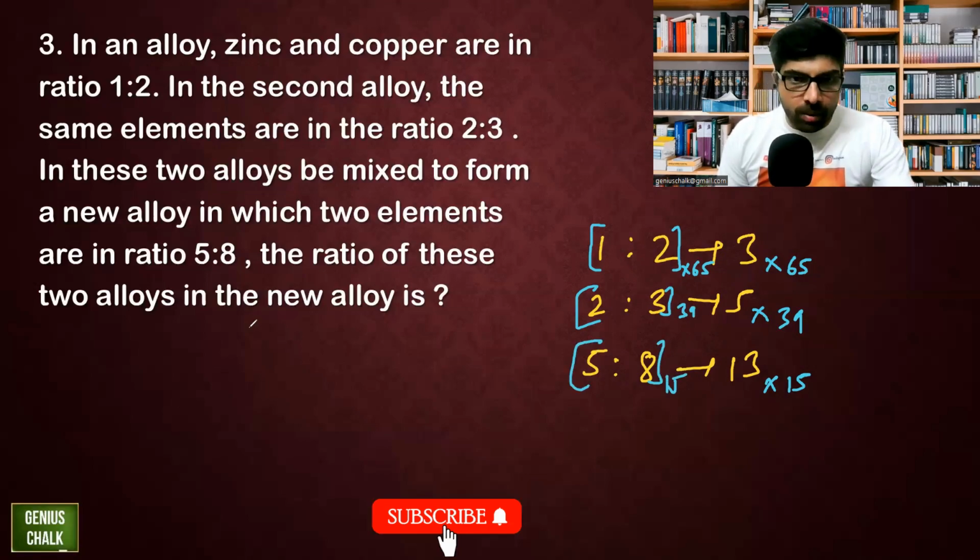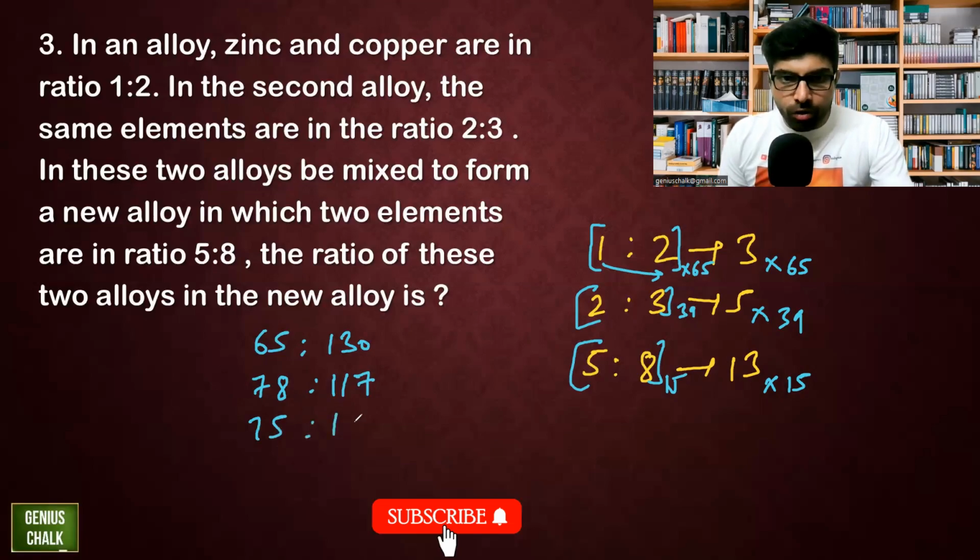So this becomes 65, 1 into 65, and 2 into 65 is 130. 2 into 39, that is 78, and 3 into 39, that is 40 into 3, 120 minus 3, 117. Now 5 into 15 becomes 75. 8 into 15 becomes 120, right?